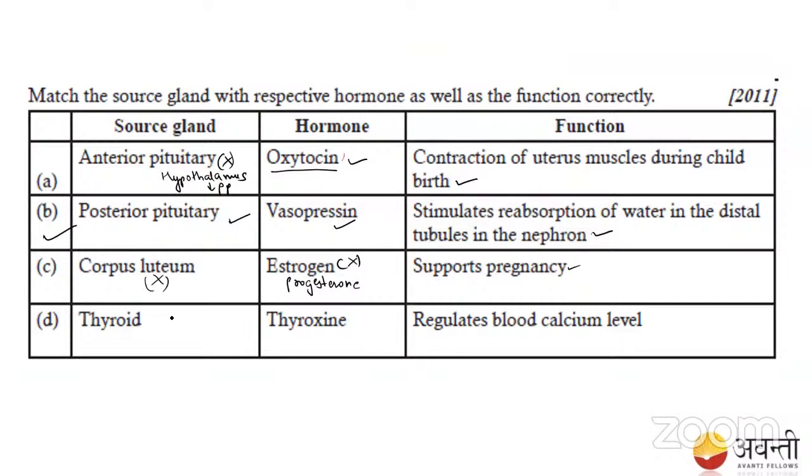Thyroid, source gland. Hormone, thyroxine, regulates blood calcium level. Thyroxine does not regulate the blood calcium level, students. It's calcitonin, which regulates your blood calcium level. Okay, so this is also wrong. So the correct option is option number B. I hope this is clear.